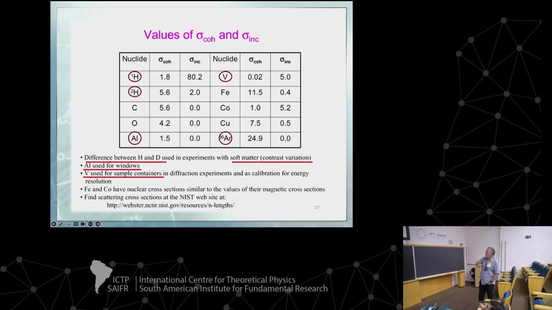And here is a case that is very interesting that we will go into in the example. Argon, this particular isotope of argon has a huge value of coherent and zero incoherent, whereas normal argon has a very small coherent cross section. So you can play with this to make argon invisible or visible, depending on what you want to do, right? So aluminum is used for windows, and vanadium is used for sample containers, right? And here's the web page where you can get all the values of all the elements, right?